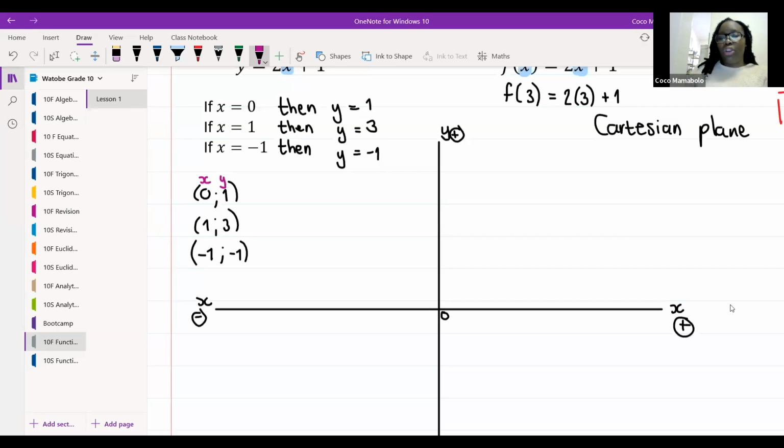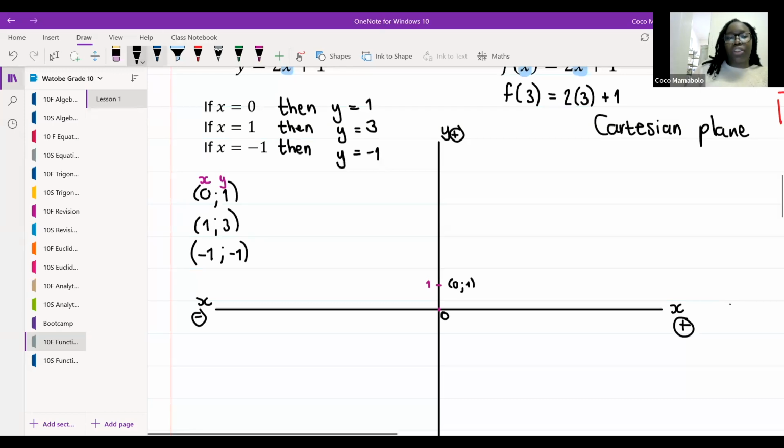Okay. So when x is equal to 0, I know that 0 is over here. Y is going to be equal to 1, but 1 is positive. So I'm going to put it up here. Okay, I'm going to say this is 1. Right. So my first value is going to be at 0 and 1.